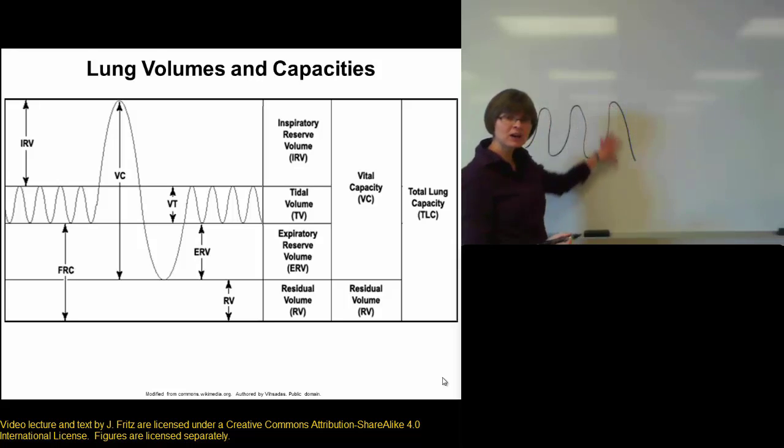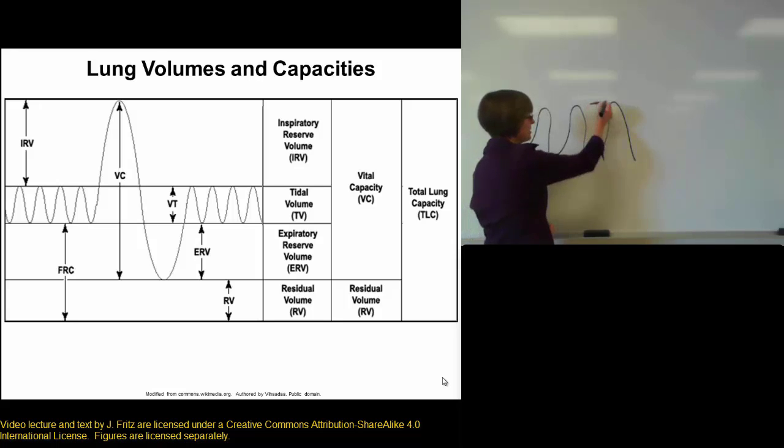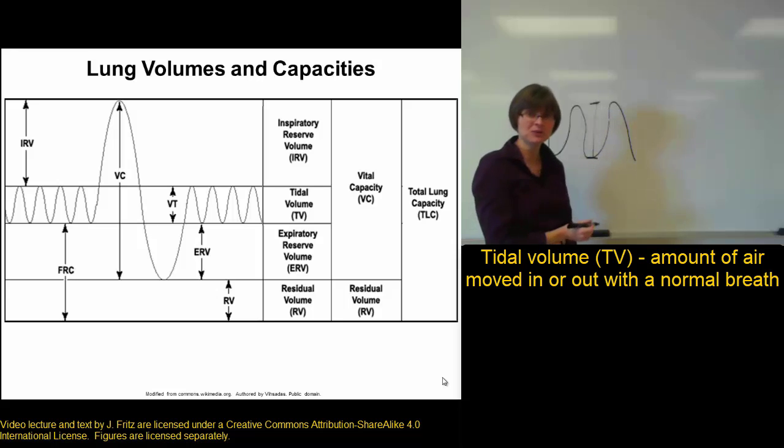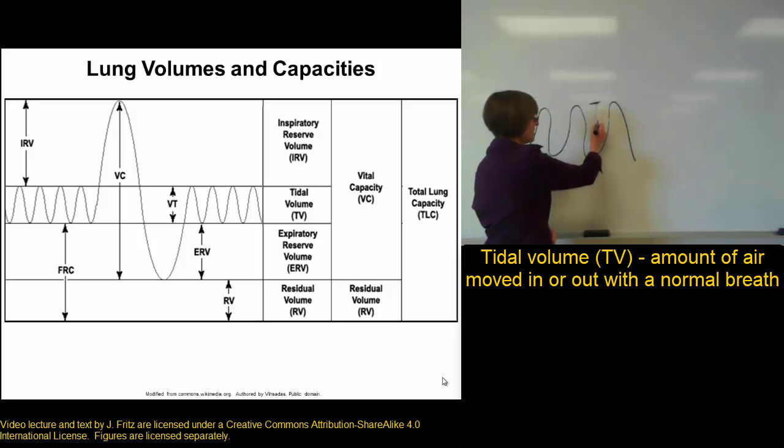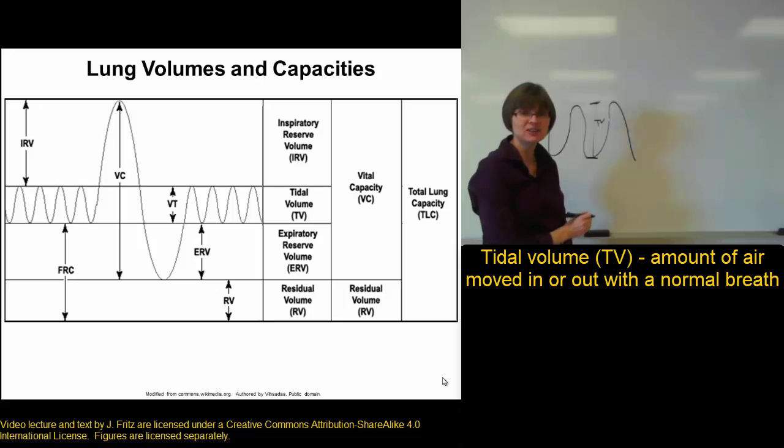And this amount of air being breathed in and out normally is what's referred to as the tidal volume. So this amount of air that you breathe in is the same as the amount of air you breathe out. This is the tidal volume, or the TV.